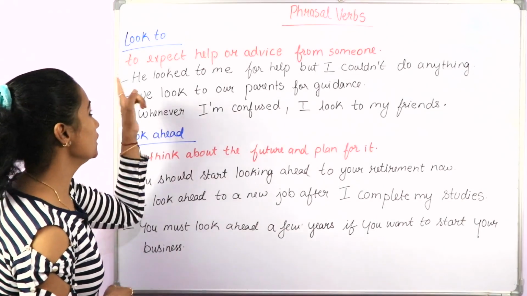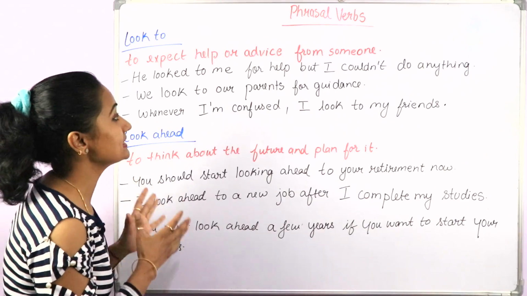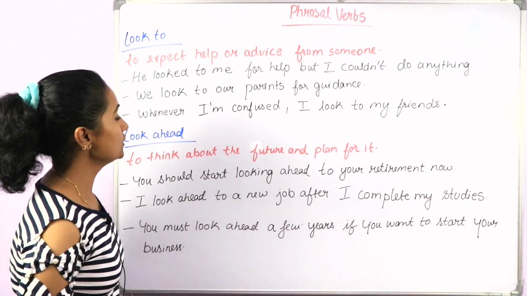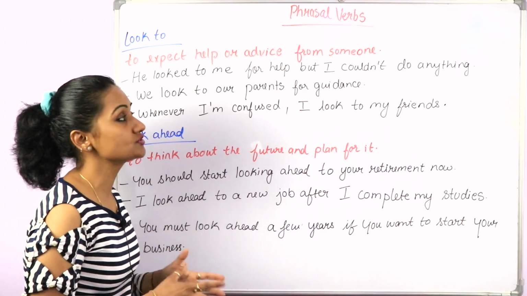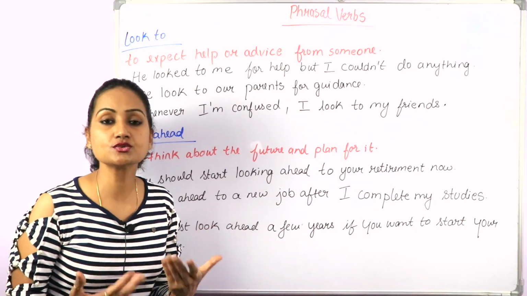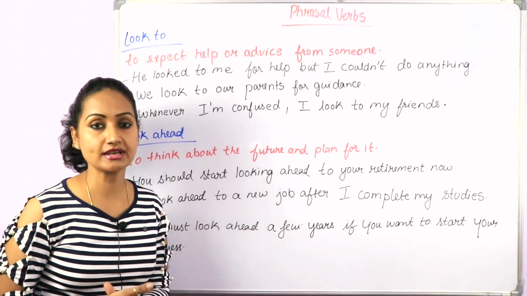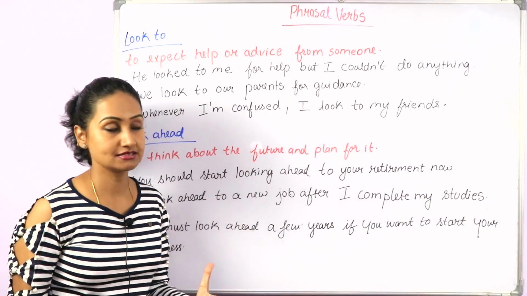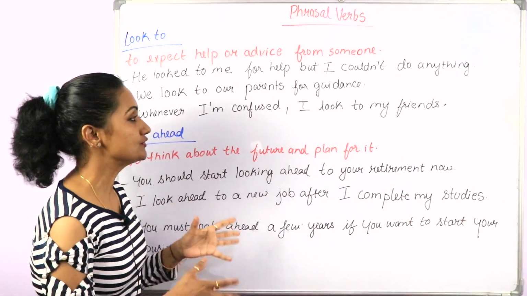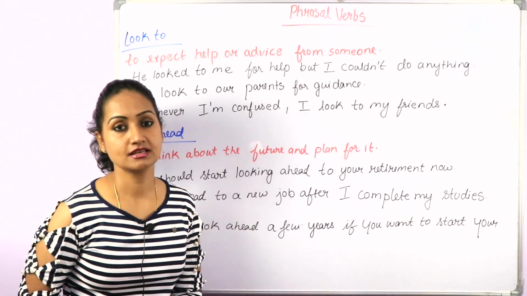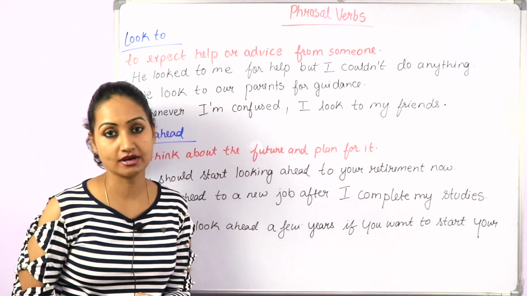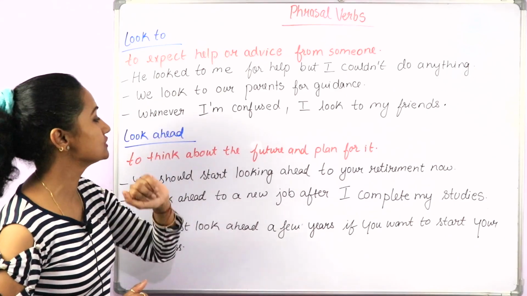Next is look to. This means to expect help or advice from someone. He looked to me for help, but I couldn't do anything. He wanted me to help, but I couldn't do anything. We look to our parents for guidance. Whenever I'm confused, I look to my friends for help, for advice. They always give me good advice. So this way you can use look to.